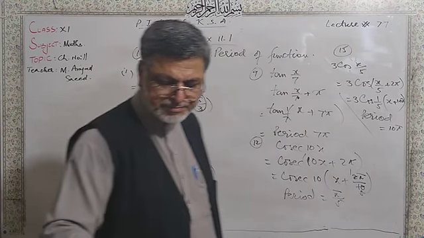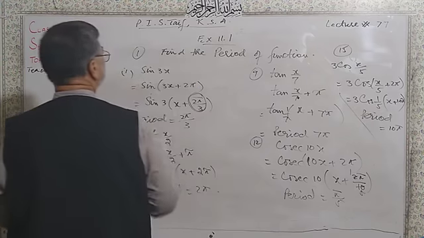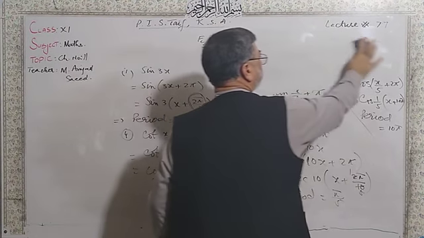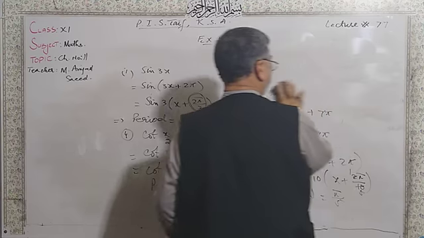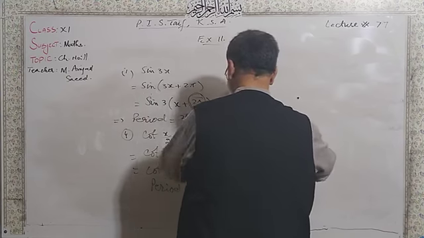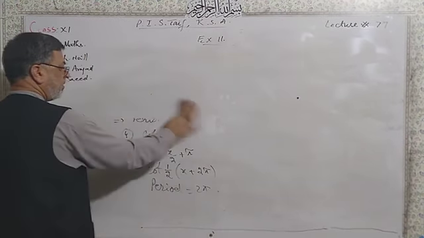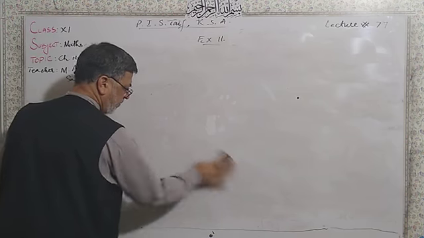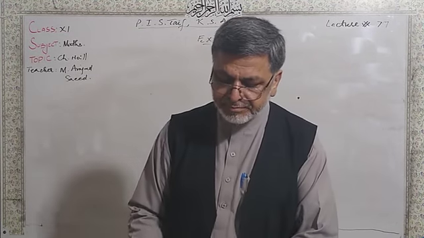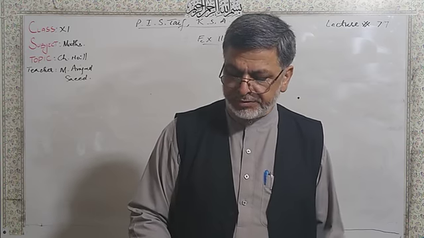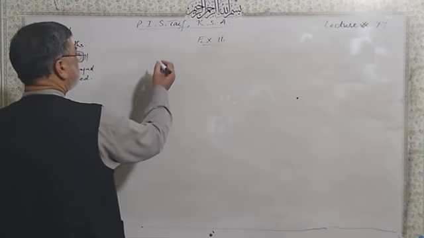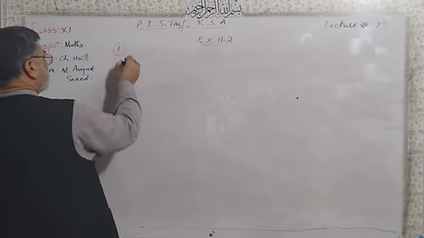Exercise 11.2, we have to draw a graph. First of all, we will make the table of values. Table of values. Exercise 11.2. Question number 1, part 1.